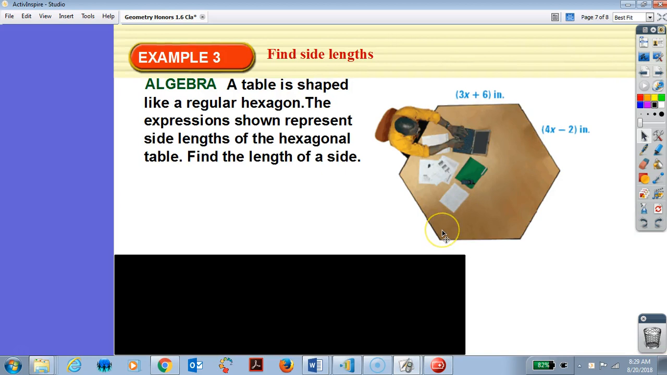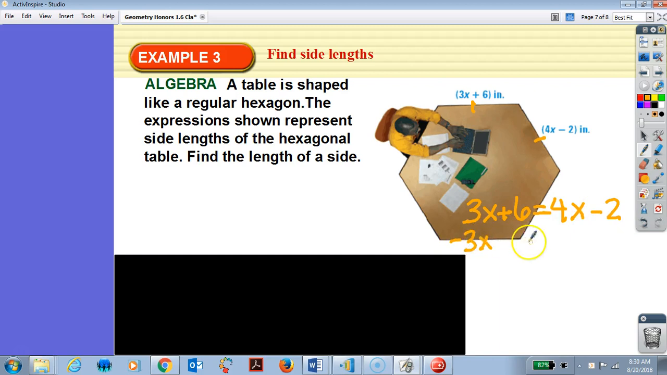A table is shaped like a regular hexagon. The expressions shown represent the side lengths of the hexagonal table. Find the length of each side. So it says that this is a regular hexagon. Since it's regular, what do we know? All sides are equal. Set these two equal and solve. So 3x plus 6 equals 4x minus 2, right?